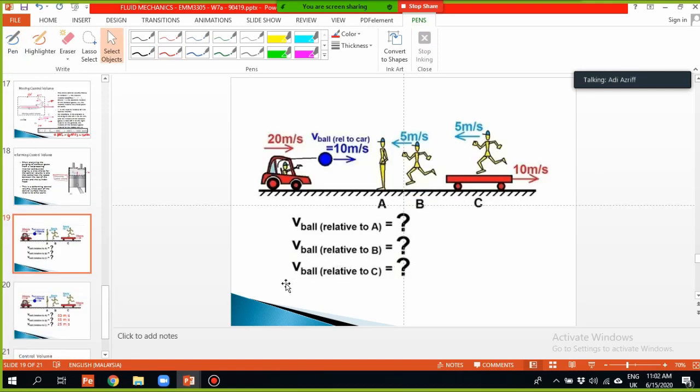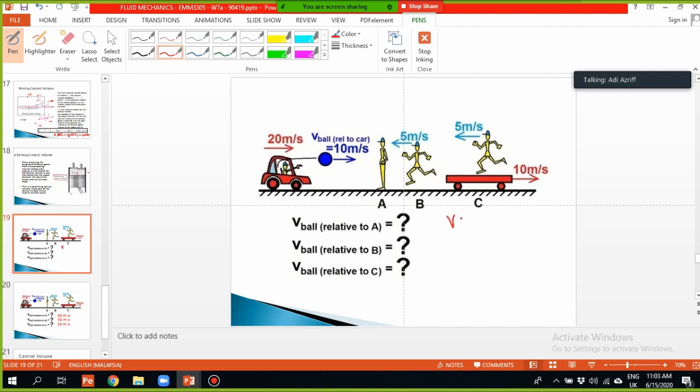Okay, we go for this example. This is for the moving control volume. We go for example number 1. You have a car, and there is a person in the car moving at 20 meter per second. This person is throwing a ball at 10 meter per second towards another person. Question number 1: how do we calculate that?